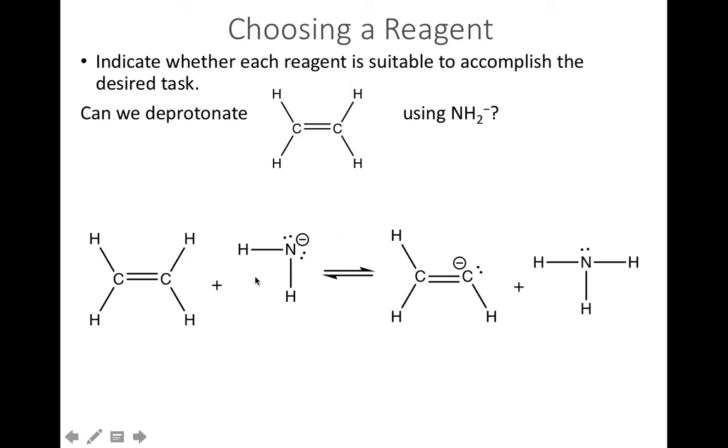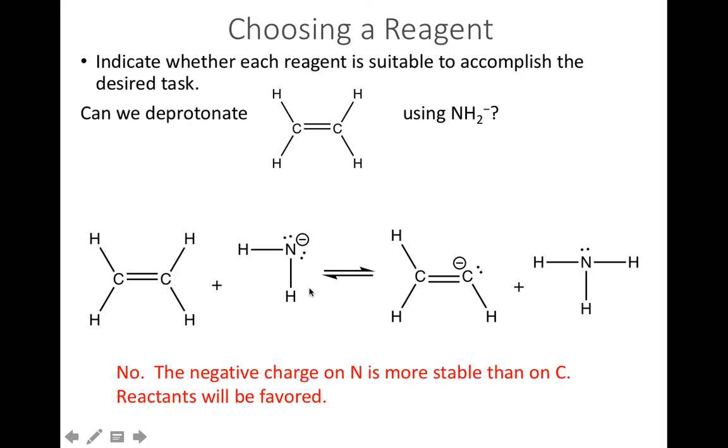Again, I'm comparing the bases: the base on the reactant side and the base on the product side. Again, I go to ARIO. I think the atoms will tell me, carbon and nitrogen are about the same size, so I'd rather have the negative charge on the more electronegative nitrogen than on the less electronegative carbon. In this case, this base is more stable, so the reactants are favored. As I said before, if the reactants are favored, then no, NH2 minus would not do a good job of deprotonating this, because we're going to have mostly reactants when this reaction comes to equilibrium.